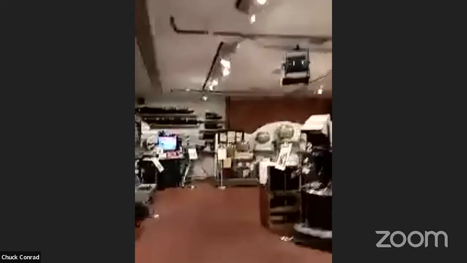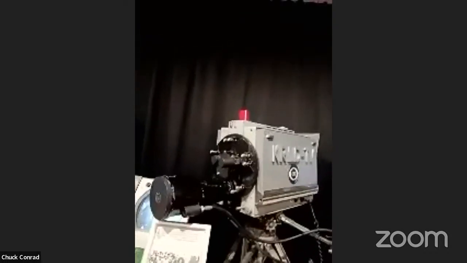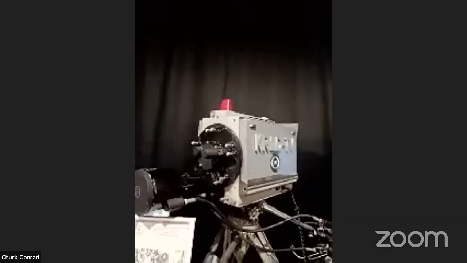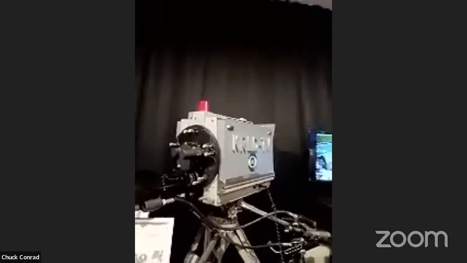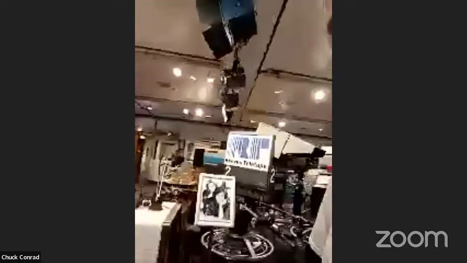This is kind of our most famous camera in the place. It's from KRLD. Pardon my camera work here, but it was there when Lee Harvey Oswald was shot. I had no idea about that. I bought this camera a long time ago when a museum closed in Dallas, and 20 years later, I found out that it had a little bit of history.